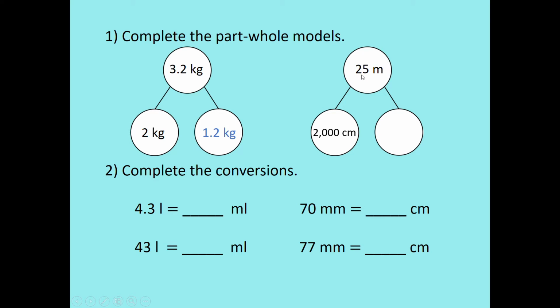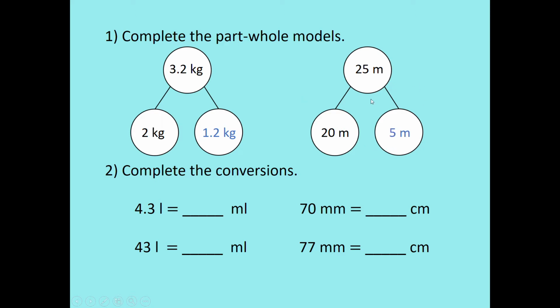So 25 metres, but I've got this as 2,000 centimetres. Well, I know that to get from centimetres to metres I need to divide by 100. So 2,000 centimetres is the same as 20 metres. That means my other part is 5 metres.